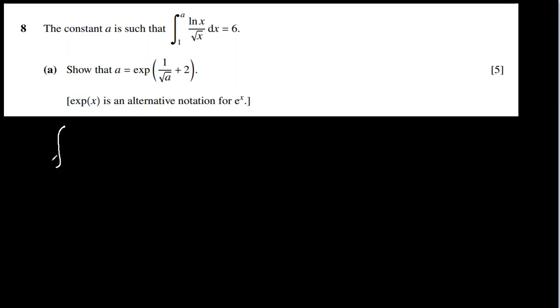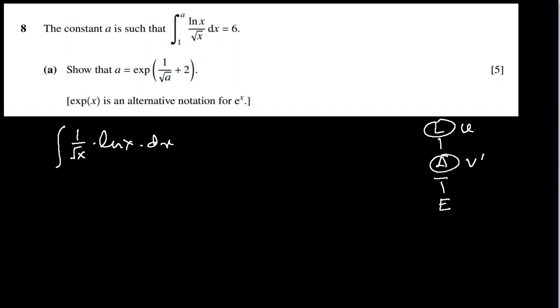So I will first ignore the limits, and let me write this as 1 over square root x times ln x dx. So I separated the two, and we can use integration by parts now. So LIATE, that means log will be u, and algebraic one will be v prime. So this is v prime and this is u, and we should know that integration of u v prime is uv minus integral of u prime v.